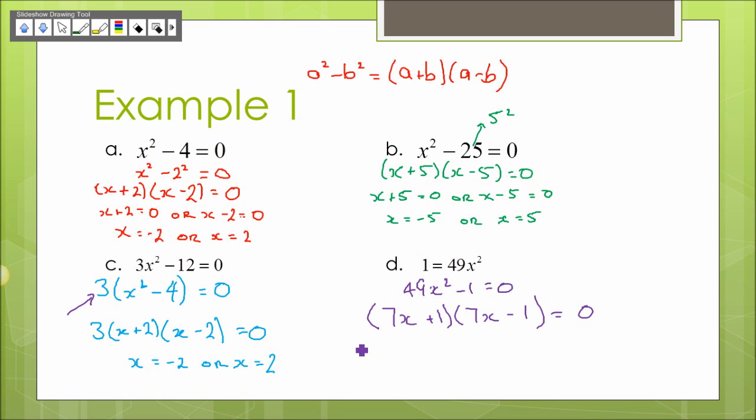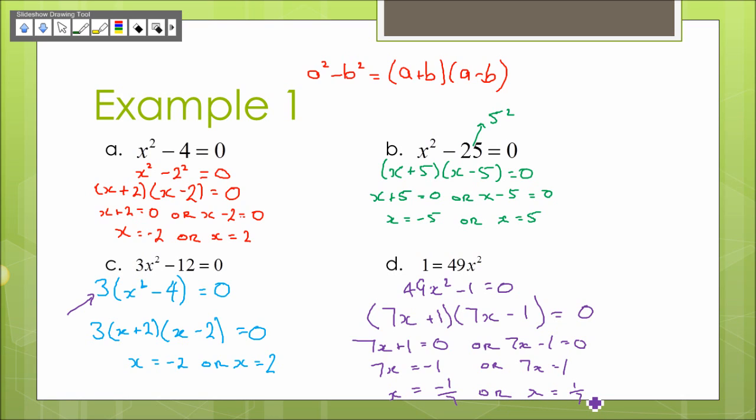This implies that either 7x plus 1 equals 0 or 7x minus 1 equals 0, using the null factor law. So solving this equation now, 7x equals minus 1 or 7x equals 1, which means x equals minus 1 on 7 or x equals 1 on 7.